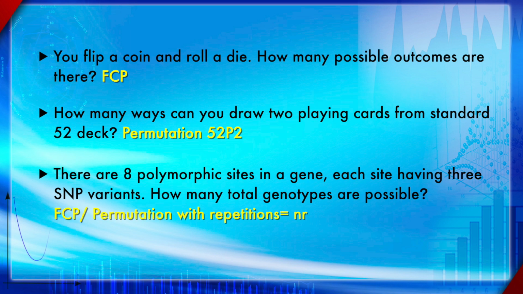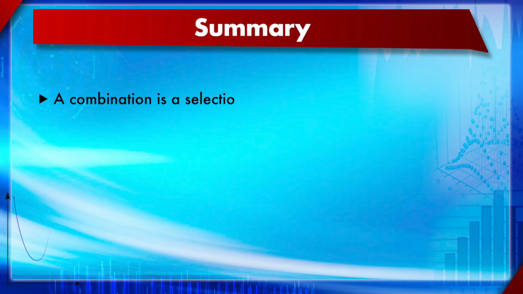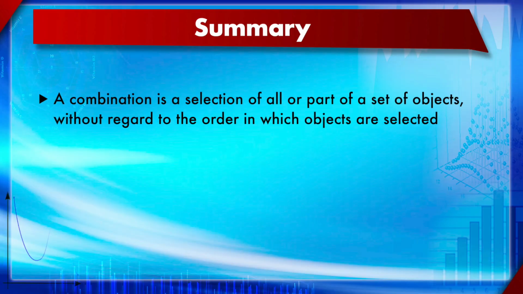There are 8 polymorphic sites in a gene. Each site has 3 SNP variants. How many total genotypes are possible? You can easily use FCP for this, or you can use permutations with repetition, that is n to the power r. So in summary, a combination is a selection of all or part of a set of objects without regard to the order in which the objects are selected.